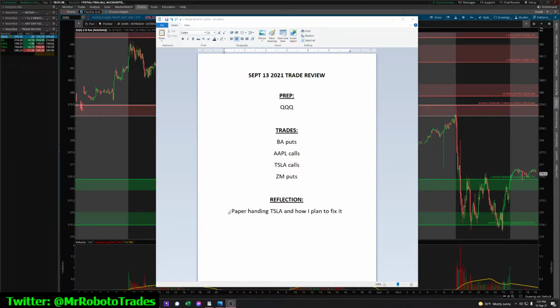And then we'll talk very briefly in the end about how I paper-handed Tesla, and then how I've done this quite a bit actually recently, and how I plan to fix this.